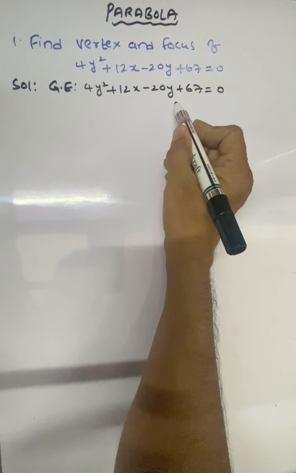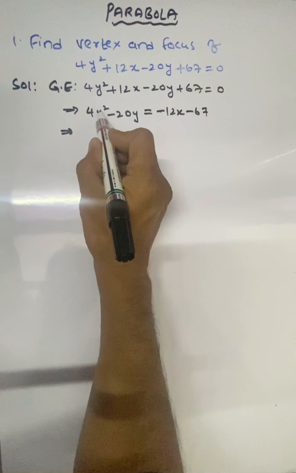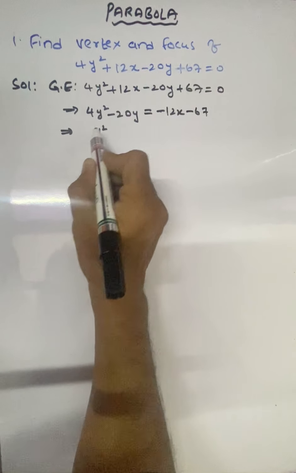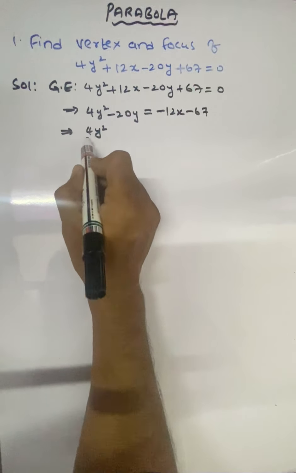Step 1. In the very next step, you have to take 4 common, or divide the whole equation by 4. We need y square free from 4. So this is y square. In this way you can remember: y square by 4, minus 20y by 4, equals minus 12x by 4, minus 67 by 4. Whatever the multiple for y square, you have to divide the whole equation by it. Then you will get y square minus 5y equals minus 3x minus 67 by 4.